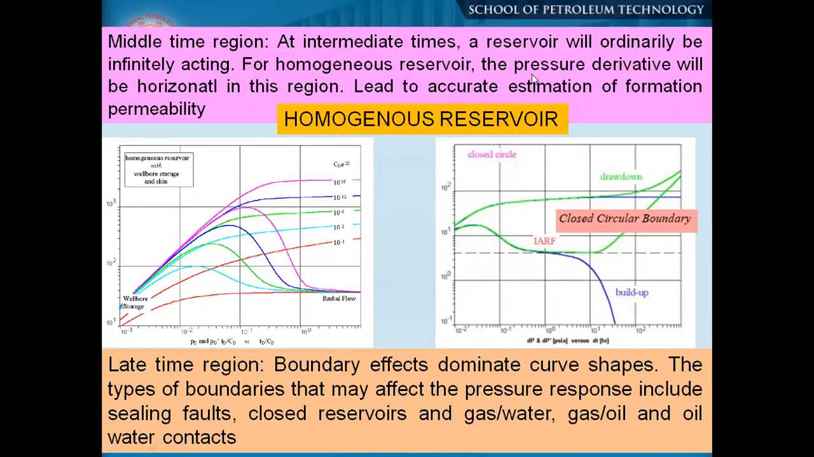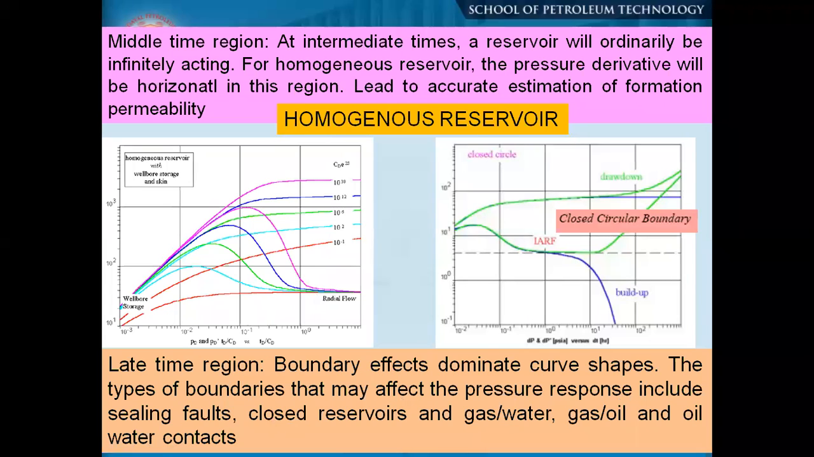So for a homogeneous reservoir, the pressure derivative will be horizontal in this region, leading to accurate estimation of formation permeability. So this is what here you see, that your transient has started in the normal reservoir part, so the derivative slope is 0. Here is the same part, but after that you see again you are getting a deviation. Okay, so late time region, boundary effects dominate curve shapes. The types of boundaries that may affect the pressure response include sealing faults, closed reservoir, gas and oil. So these are different types of boundary you may have.